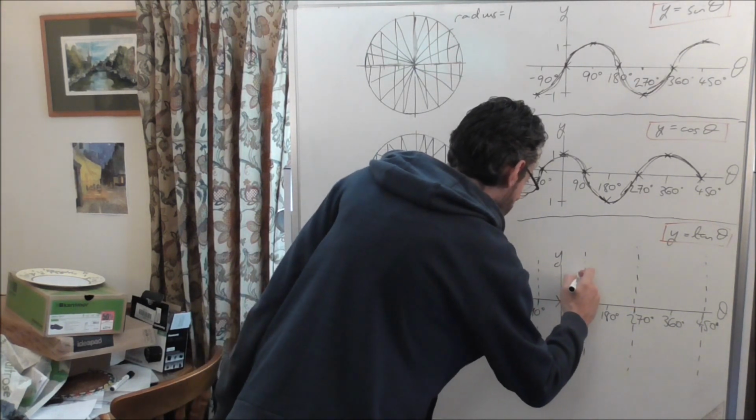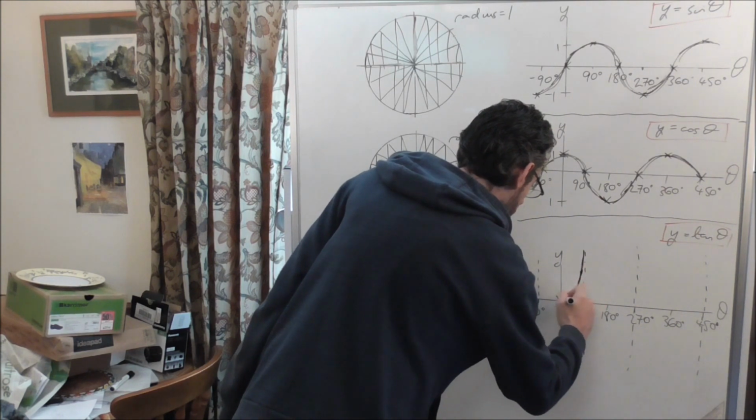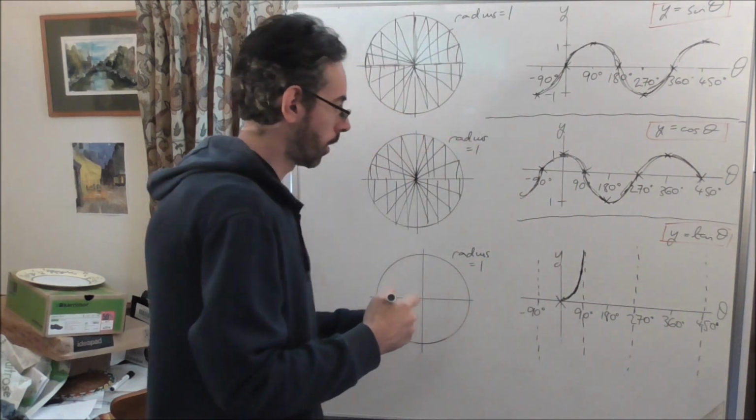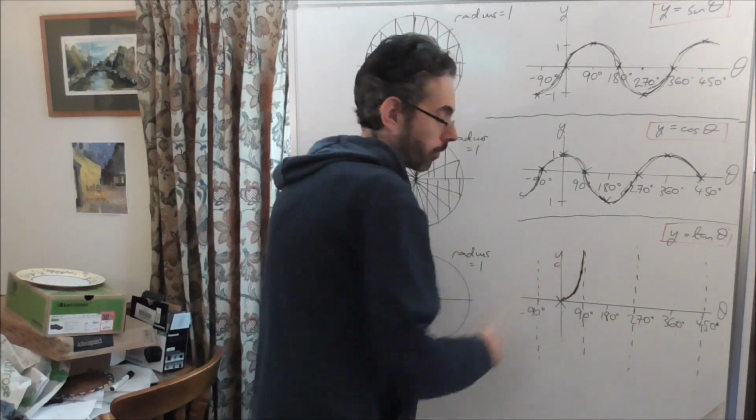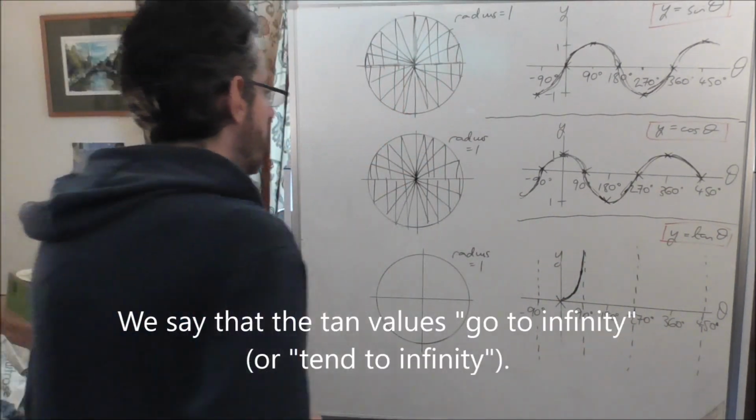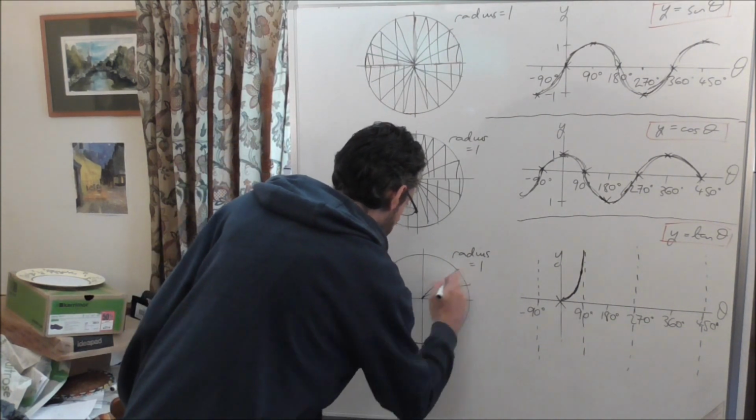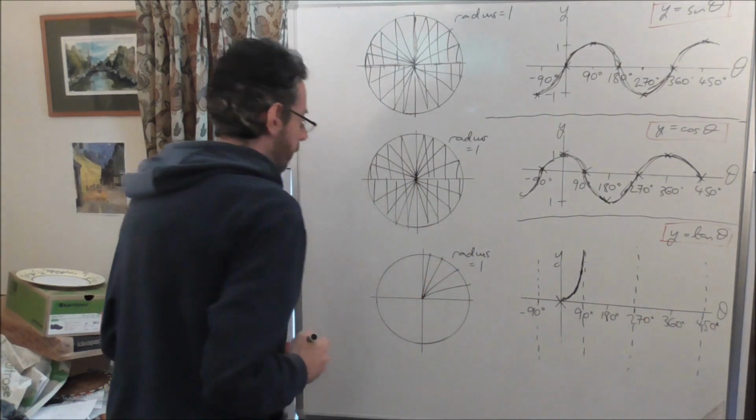So as the angle gets closer and closer to 90, the tan value, or the gradient, gets bigger and bigger, and there's no upper limit. The closer you get to 90, the bigger the gradient will be. So that's what happens as you go from 0 to 90. I could draw some lines in actually, so you can see how the gradient is changing as you change the angle.